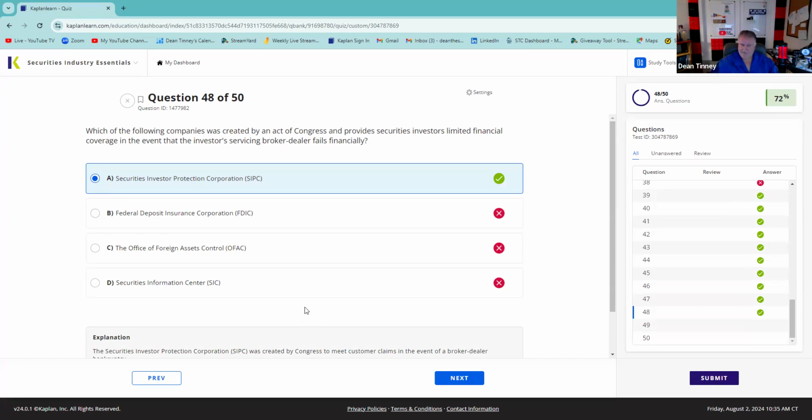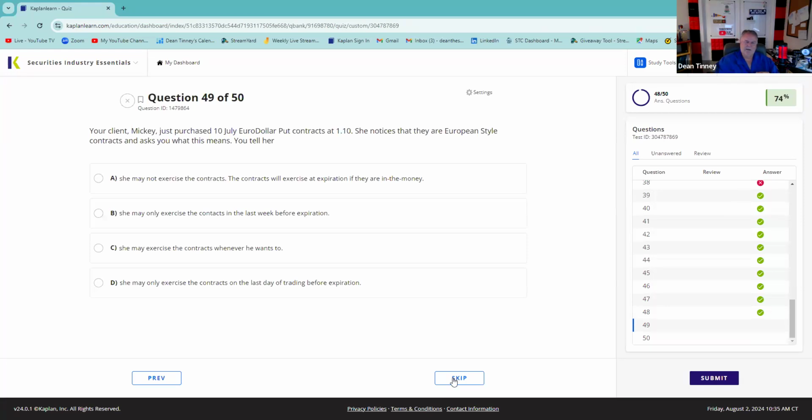I like this answer set, because all these answers could be right. OFAC is part of the Patriot Act, where we make sure we're not opening an account with some foreign national who has been barred by the State Department. It's called OFAC. And then the Securities Information Center is where we report lost and stolen securities. So the answer here is A.